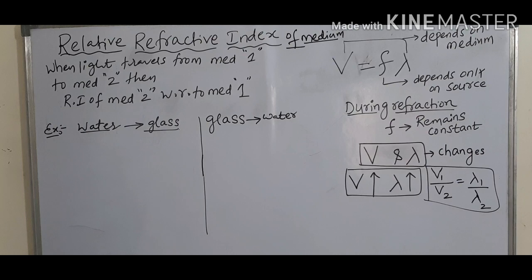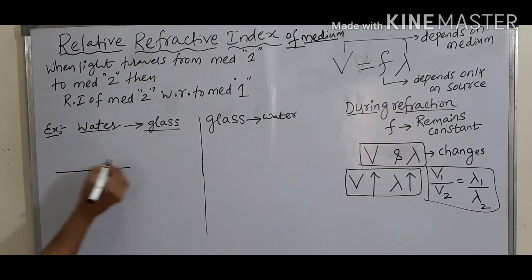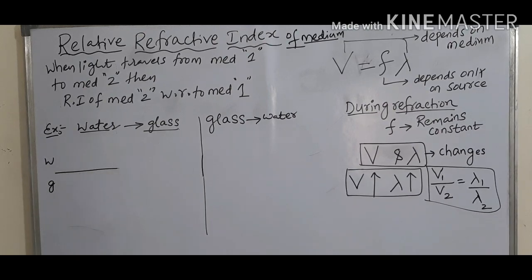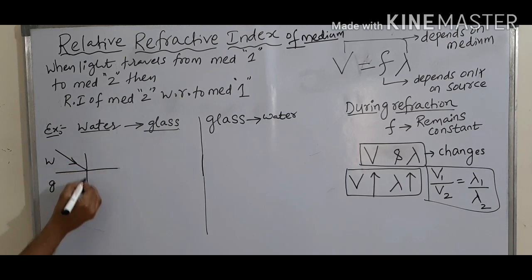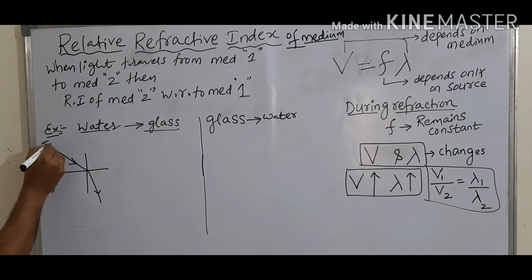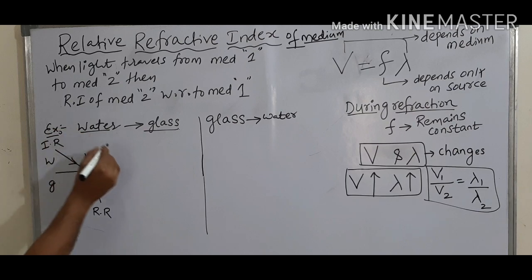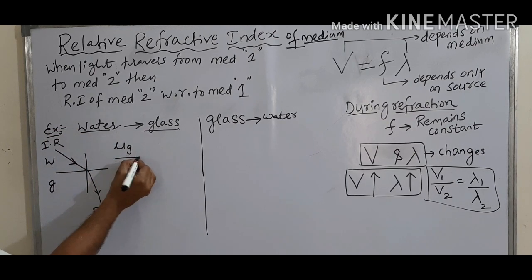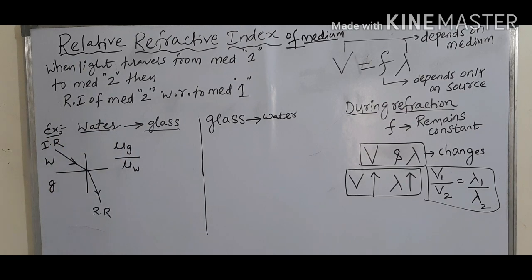See here the first example, when light travels from water to glass. This is water, this is glass. Now the light ray is traveling from water to glass. This is the incident ray, this is the refracted ray. Where is the refracted ray? In glass, so light is bending in glass. So first write the refractive index of glass with respect to water, because light is coming from water.